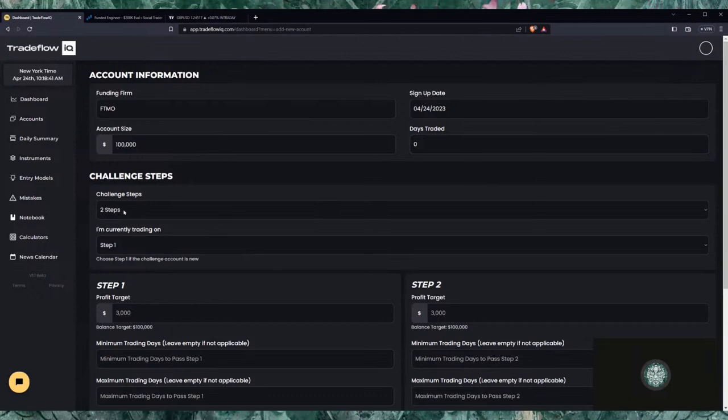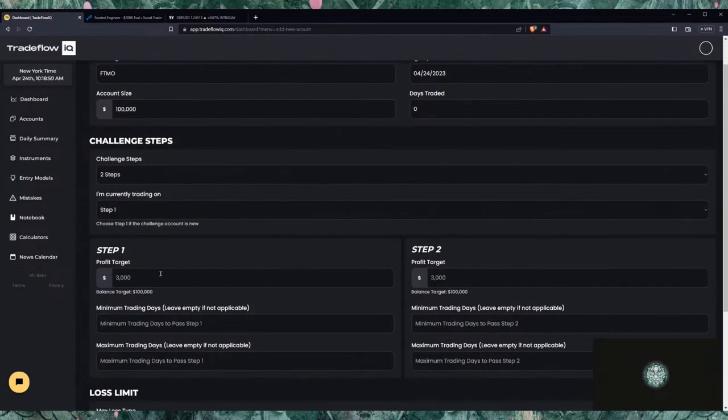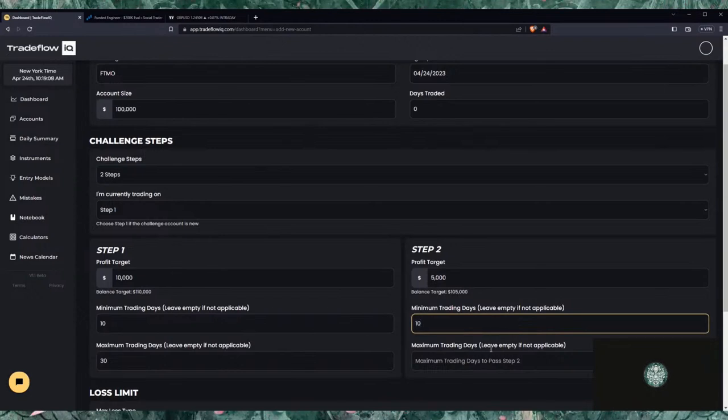You can put what step you're currently on: step one, step two, or even funded. Let's pretend we're on step one. We'll add a profit target of 10%, minimum trading days I believe is 10, and max trading days is 30. Profit target on step two is going to be 5%, minimum trading days is again 10, and max trading days is 60.